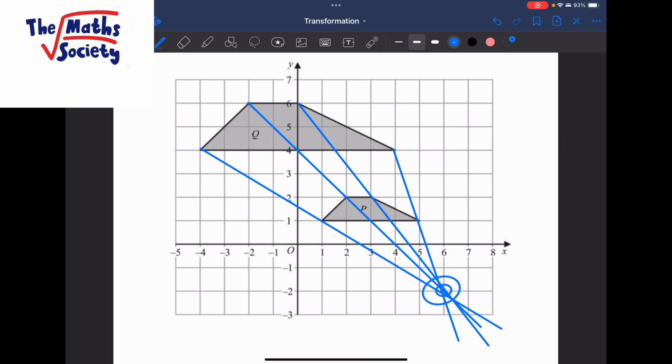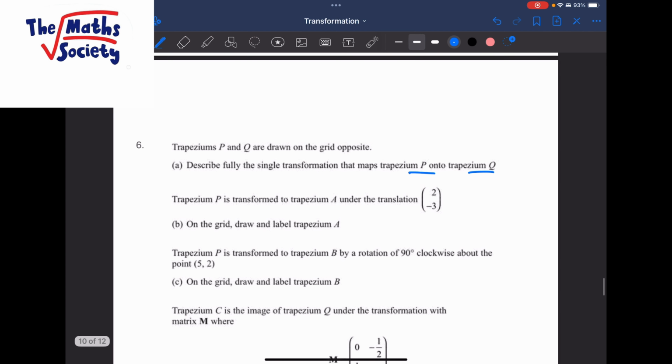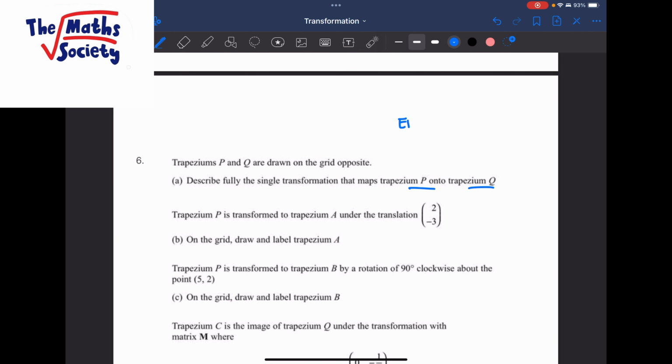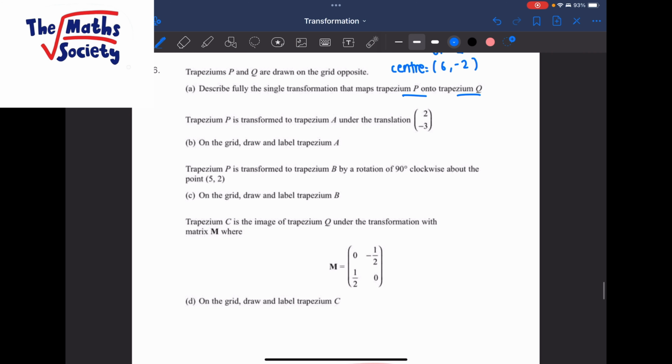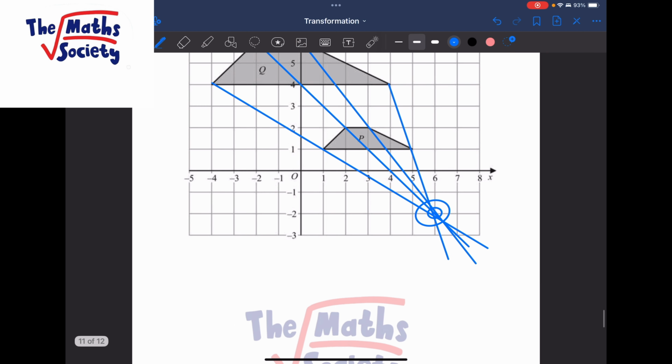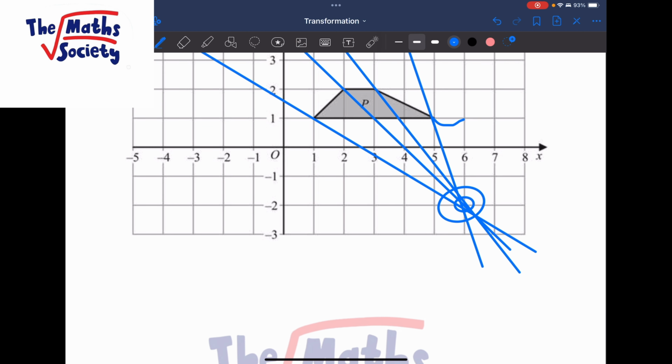So that's just going to be enlargement, scale factor 2 at 6, -2. So enlargement, SF equal to 2, center 6, -2. Yep. And then what we're going to do is P is transformed onto A under the translation 2, -3. P to A, 2, -3. So that's 1, 2, -1, 2, 3.